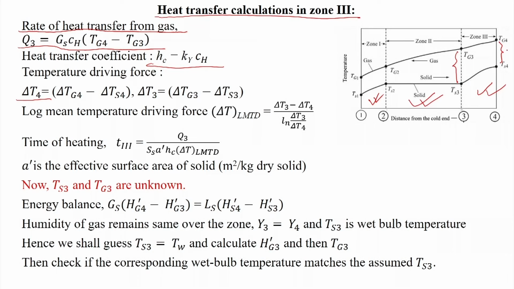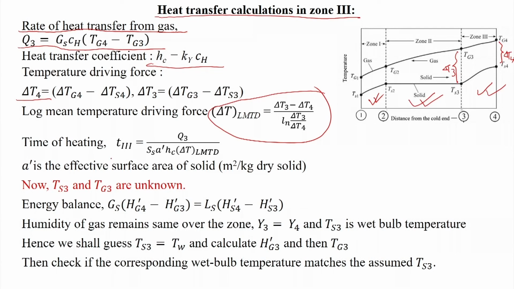Okay. So, this one is delta T4, this is delta T3. Now, as the temperature driving force is not linear, not uniform, not the same, that is why we need to get this log mean temperature driving force, which is simply delta T3 minus delta T4 by ln of delta T3 by delta T4.